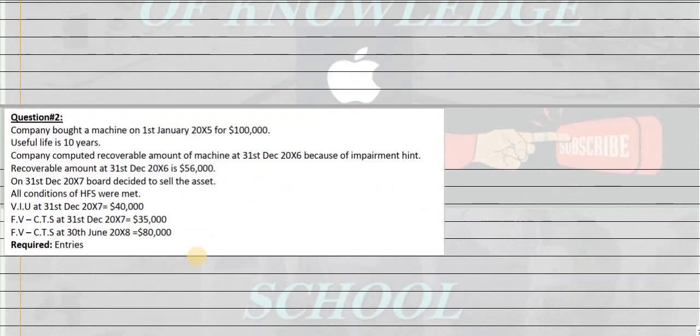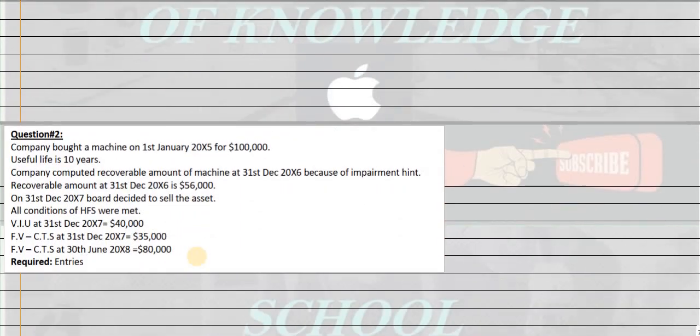Now let's move on. We have another question. We have to follow the same criteria for this question also. First we will do depreciation, then we will do revaluation if there is any revaluation, and then we will do before classification impairment testing under IAS 36. Then we will do the shifting entry, and after that you will have to do after classification impairment testing, and that will be under IFRS 5. Okay, the question is very simple.